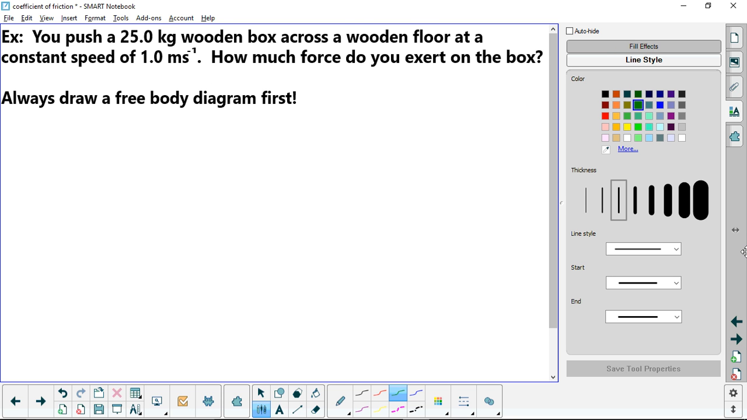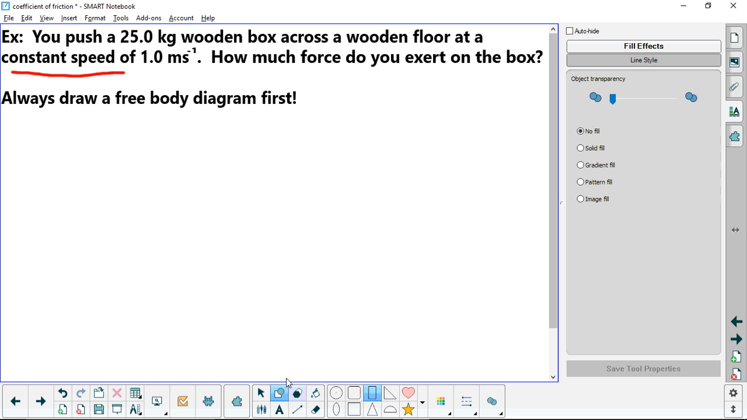Here is an example problem like the ones you will be solving in the homework this evening. You push a 25.0 kilogram wooden box across a wooden floor at a constant speed of 1.0 meters per second. How much force do you exert on the box? So notice here that it says constant speed. Constant speed implies that the crate is experiencing a state of inertia and all the forces acting upon that object are going to be balanced.